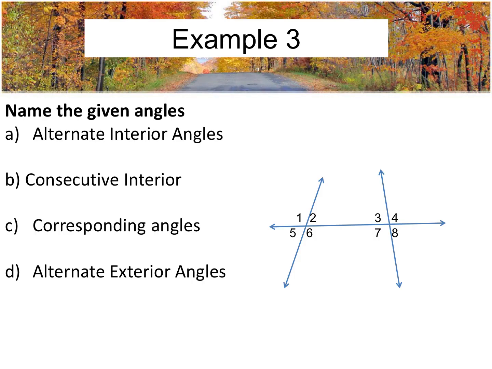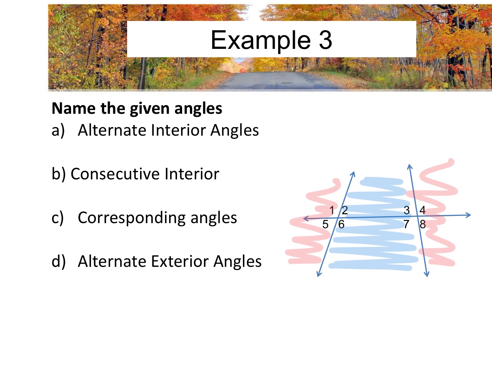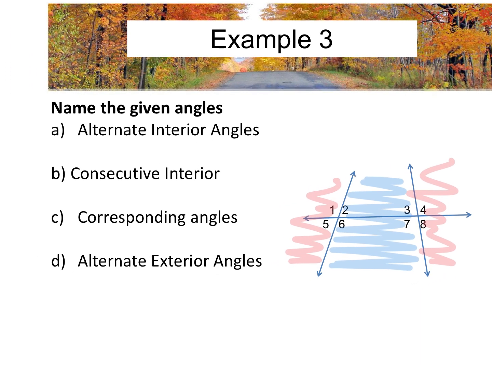All right, last one. I'm going to go ahead and identify my interior portion again in blue and my exterior in red. So can someone give me a pair of alternate interior angles? Angle 6 and angle 3. 6 and 3, perfect. Now, the order that you write them doesn't have to be least to greatest. You can write them in either order. So 6 and 3 are alternate interior. Can anybody find the other pair of alternate interior? Yes. 2 and 7. Beautiful.